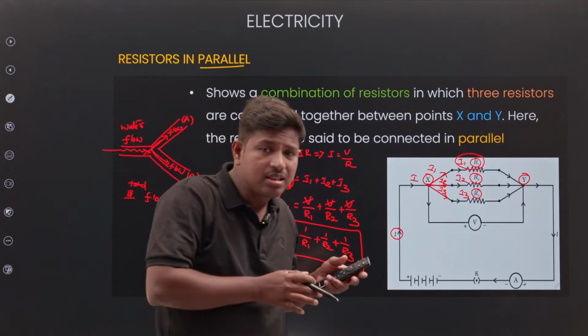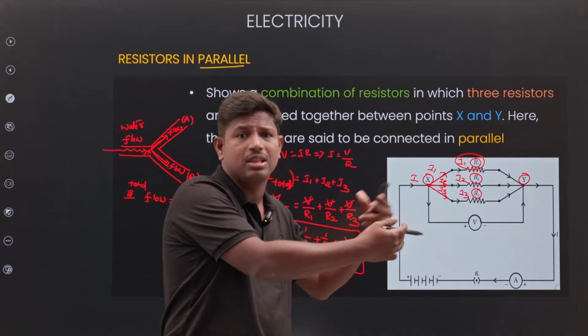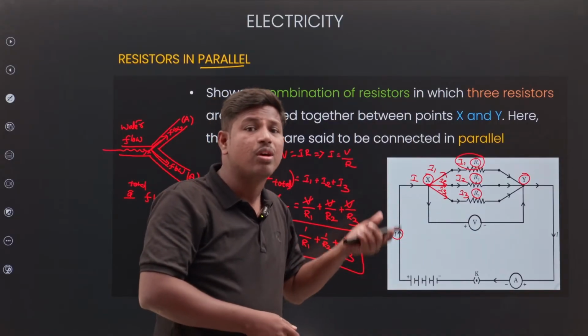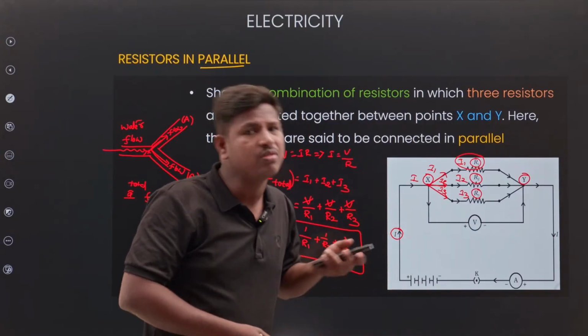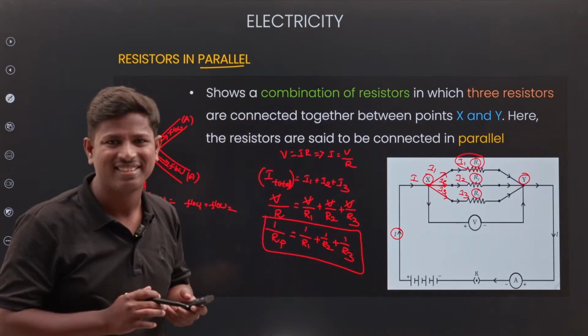Resistors in series means addition: 1 plus 2 plus 3. Resistors in parallel means 1 by R1 plus 1 by R2 plus 1 by R3. Clear?